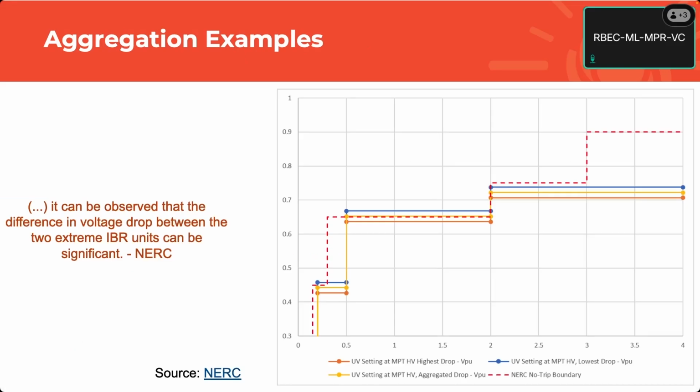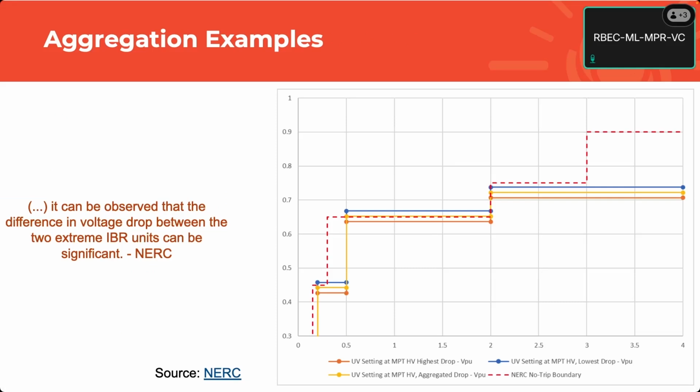Okay. So just to visualize what we've been saying, the dotted line is NERC's no trip boundary. This comes from a really good report from NERC about this. This came from Rich Bauer, the event analysis, because of partial tripping. So the partial tripping observations drove this type of analysis, and their words are, it can be observed that the difference in voltage drop between two extreme IBR units can be significant, which is a really wishy-washy way to say that it's very different throughout the system, even in a collector system.